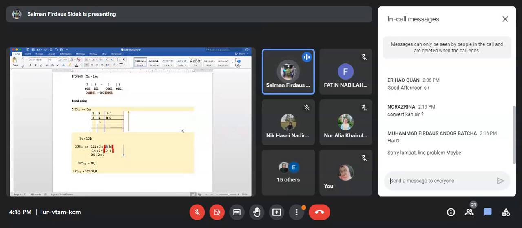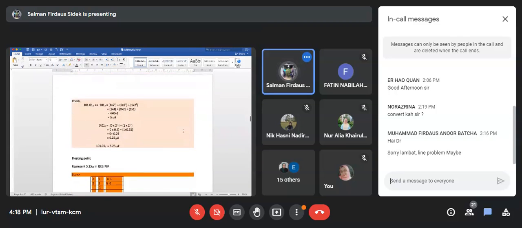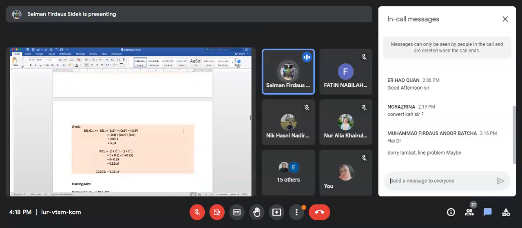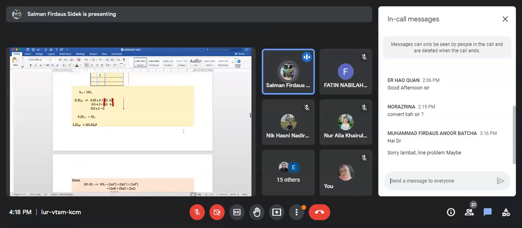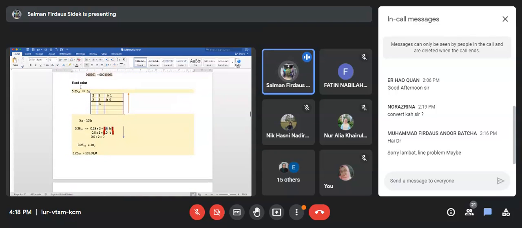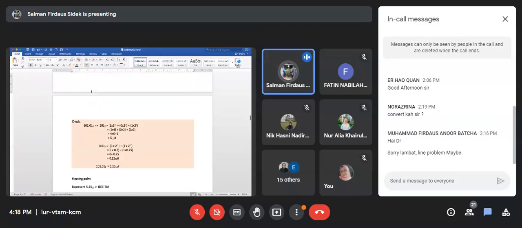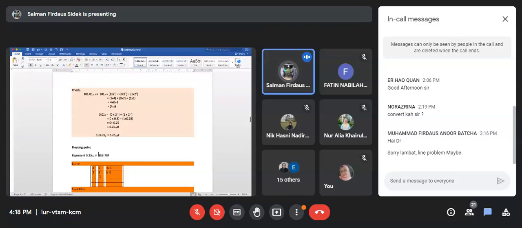Fixed point, okay. Actually, fixed point and floating point are the same number. The difference is in the question itself. Either the question asks you to find the representation of fixed point, which is already stated in the question, or maybe the question asks you to find out the representation in IEEE 754. This one is floating point. The question asks you to find out the representation in this format.